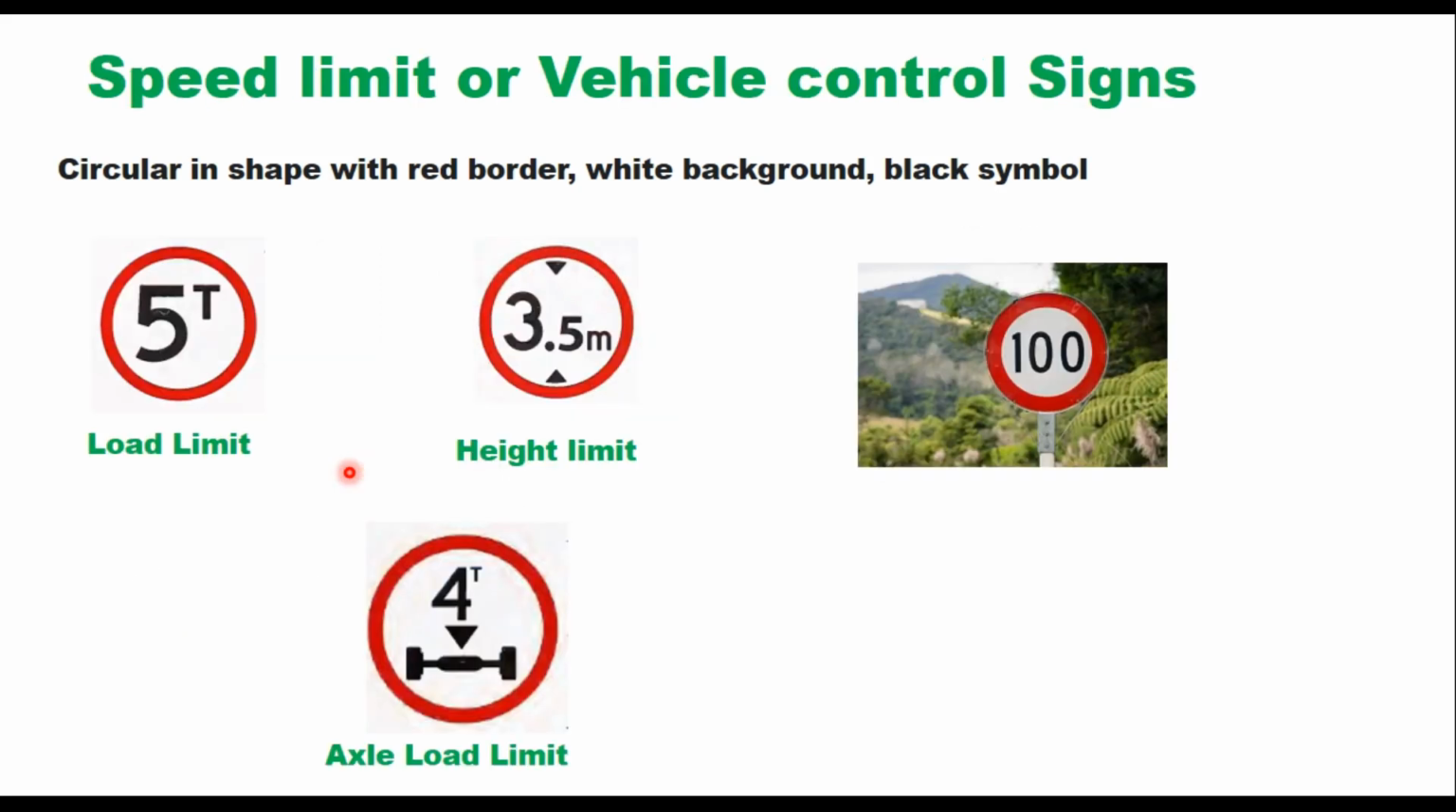Third one is speed limit or vehicle control signs. Now this is the speed limit sign. These are also circular in shape with red border, white background and black symbol. So when you write in black color 100 here, that means the speed limit on this road is 100 km per hour. They are also used to specify the load limit like 5 tons here, or height limit under a bridge 3.5 meter, or axle load limit of 4 ton, or maybe some other type of control on the vehicle.